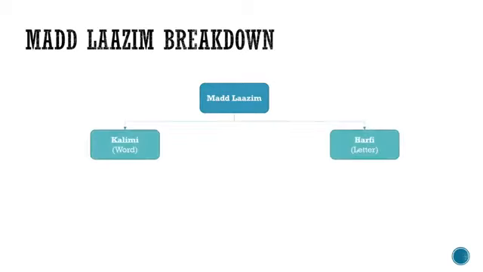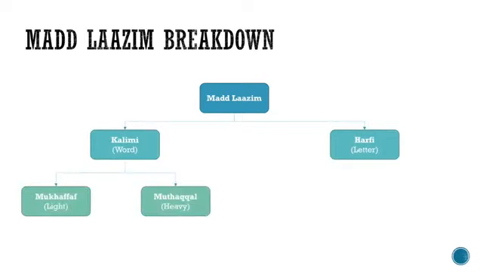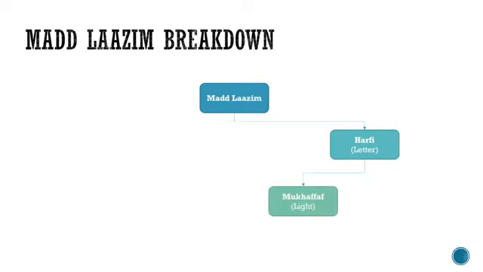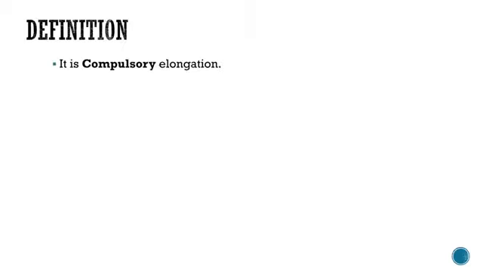Mad Lazim consists of 2 branches: Mad Lazim Kalimi and Mad Lazim Harfi. Mad Lazim Kalimi has 2 types, Mukhaffaf and Muthaqqal, and Mad Lazim Harfi also has 2 types, Harfi Mukhaffaf and Harfi Muthaqqal. We will now be looking at Mad Lazim Harfi Mukhaffaf.